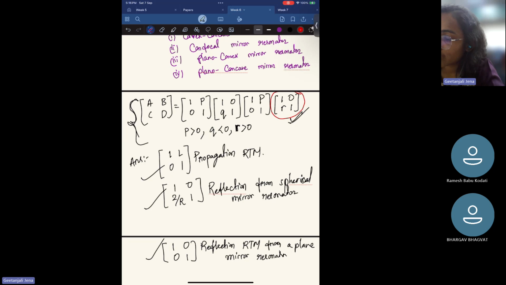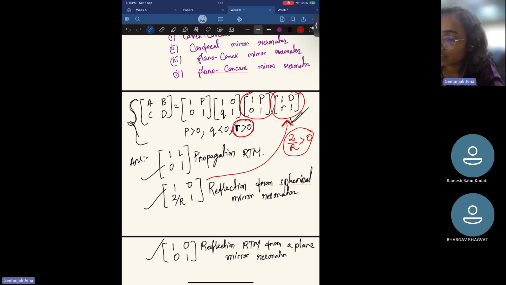So the first one is 1, 0, R1. This typically indicates it's the reflection matrix with a value of 2 by R, right? So it's a reflection matrix. And here you can see R is greater than 0, so that means this 2 by R is also greater than 0. So the value of R must be positive. So it's a convex mirror. So it's a reflection from a convex mirror, right?